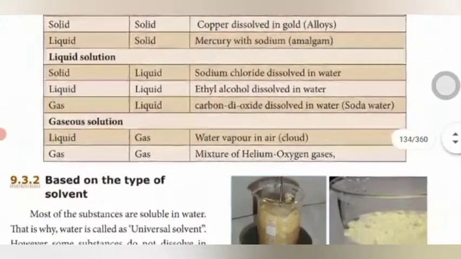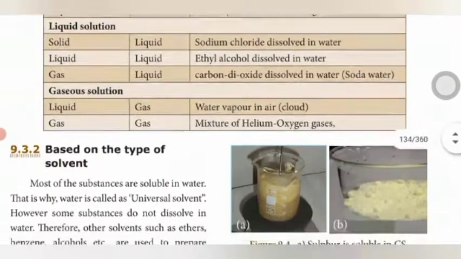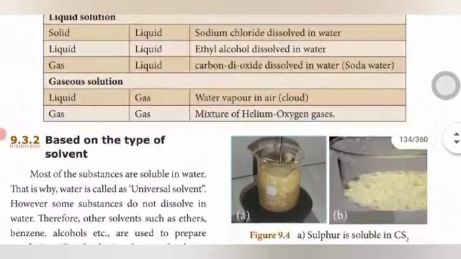Gas in liquid, example carbon dioxide dissolved in water, otherwise called soda water. Gaseous solution, liquid in gas, example cloud, water vapor in air. Gas in gas, example mixture of helium oxygen mixtures. These are the binary solution types based on the physical states of solid and solvent.